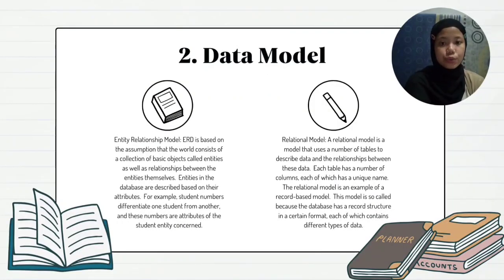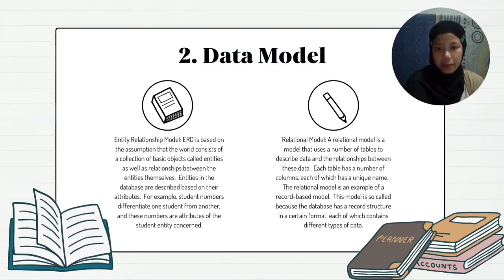2. Data model. There are two data models. The first one is Entity Relationship Model, or ERD. ERD is based on the assumption that the world consists of a collection of basic objects called entities, as well as a relationship between the entities themselves.